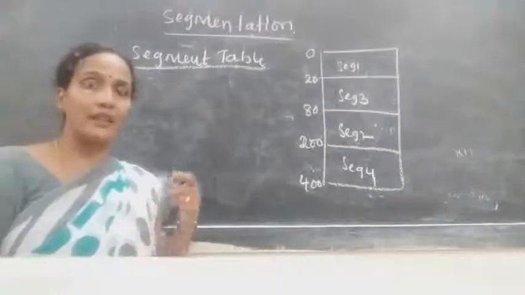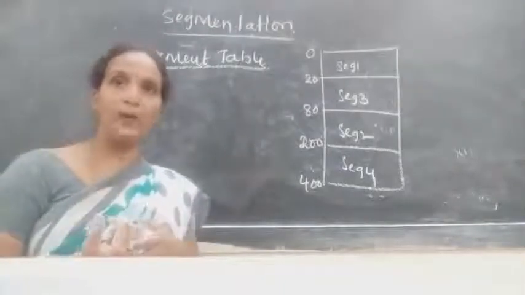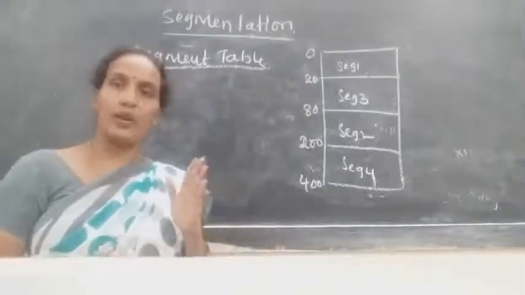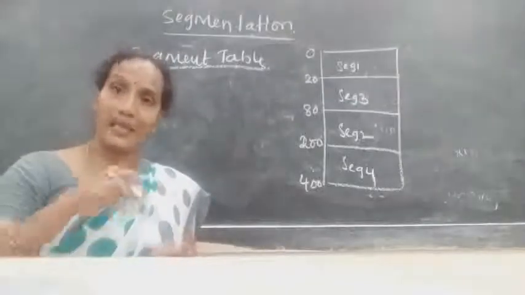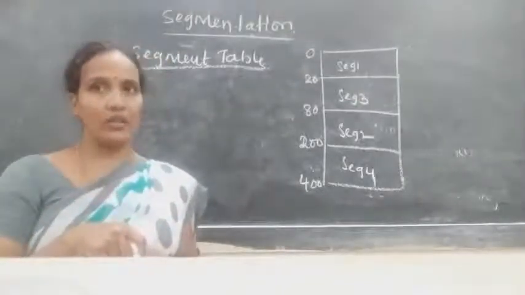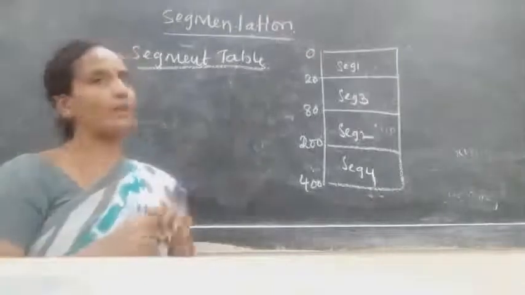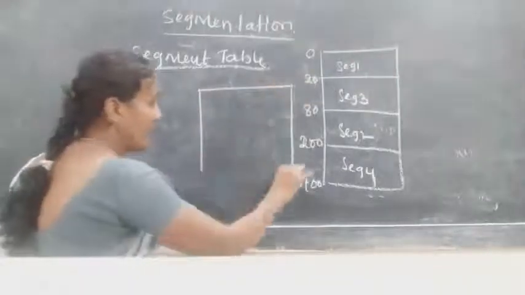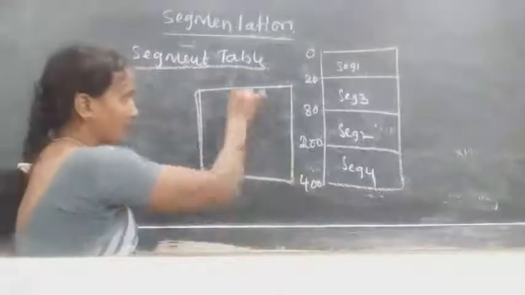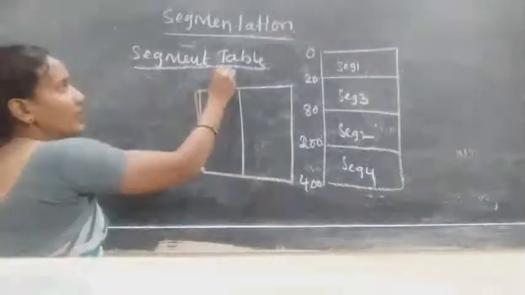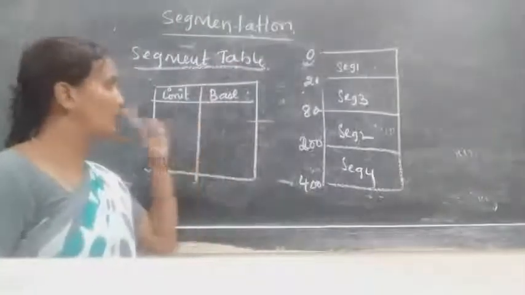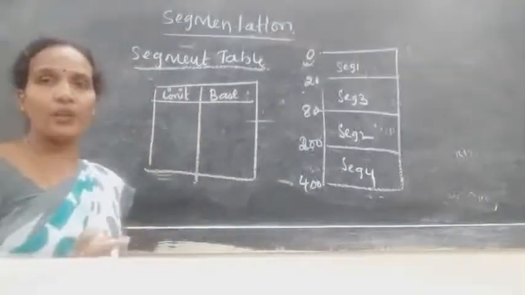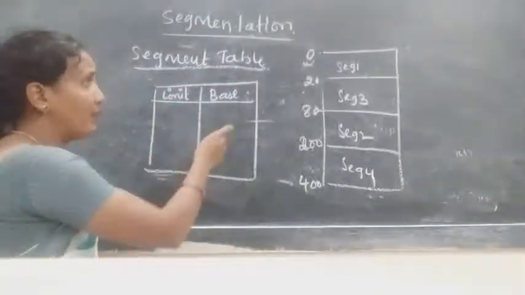Okay, but from where does the CPU get this information? Whatever segments are there, the name of the segment and the size of the segment, that information is available in the segment table. So it is a table which contains information about the segments. This is a segment table. The table consists of 2 columns. The first one is the limit and the second one is the base. Okay, so limit, and what is the base address?